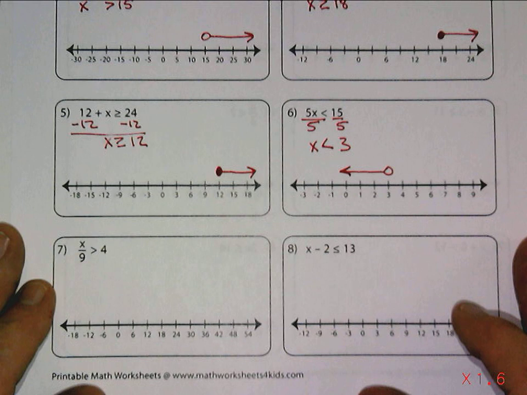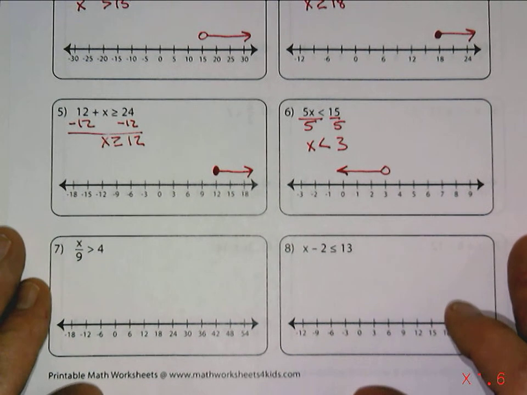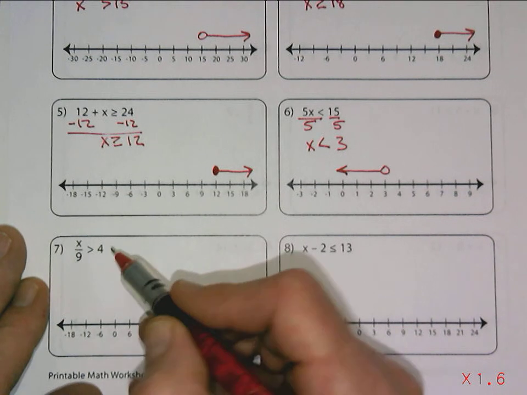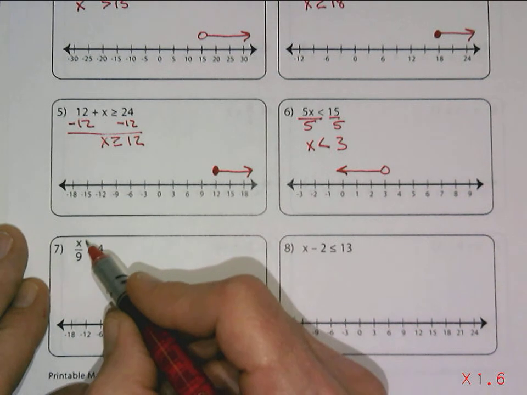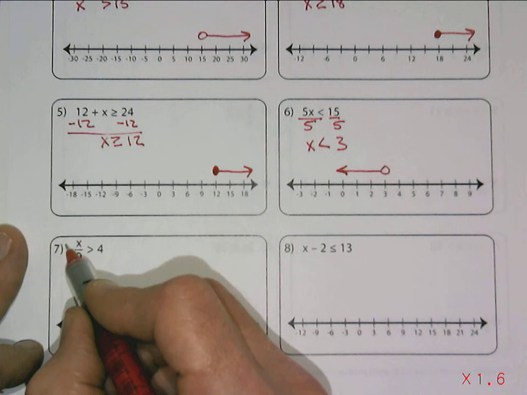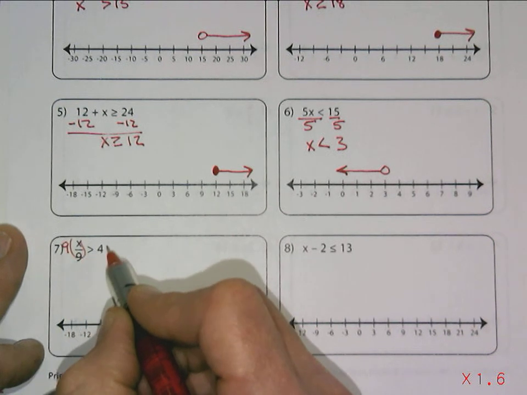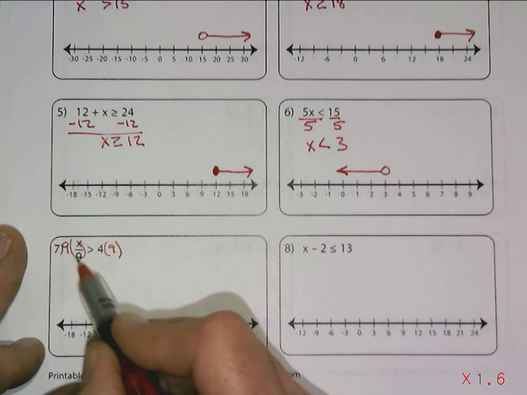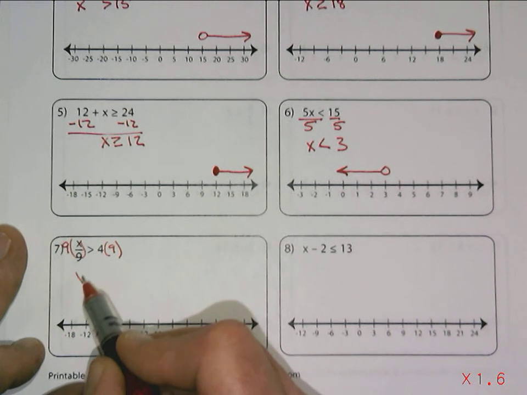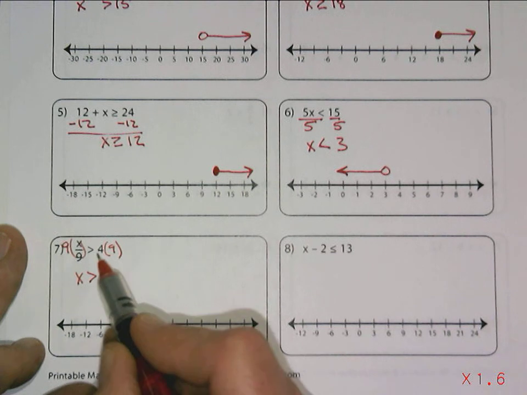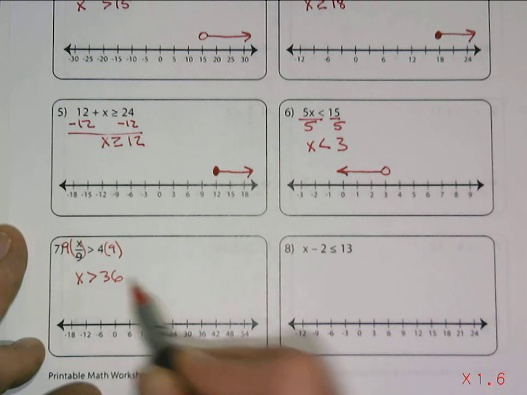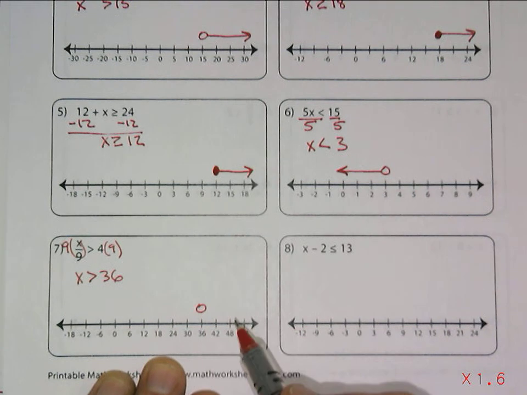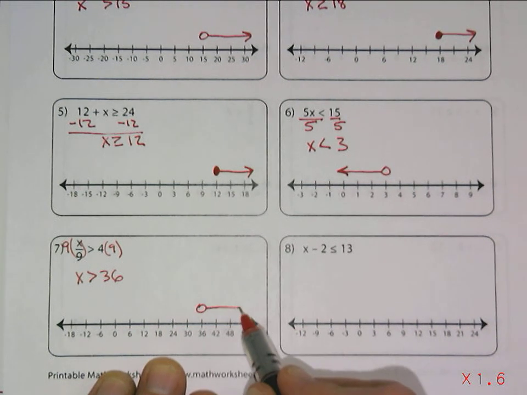So now we're just combining two things that we've done in the past. We graphed inequalities and we solved inequalities. Now we're doing both of them in the same problem. So divided by 9 would be then multiplied by 9. So when we multiply by 9, then we get x is greater than 4 times 9, which is 36. So x is greater than, so it's an open circle, and it's greater than, so it's to the right.